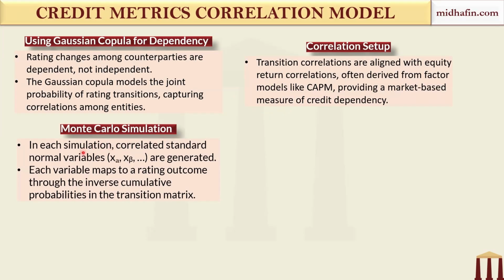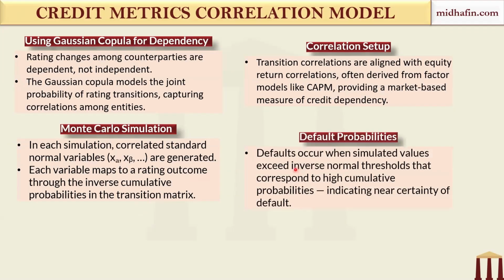So CreditMetrics employs a Monte Carlo simulation process. In each trial, we generate a set of correlated standard normal variables, say XA, XB, or X alpha, X beta like this, which represent the underlying credit factors for each company. And each of these variables is then mapped to a specific rating outcome through the inverse cumulative probabilities from the transition matrix. So this step converts the statistical draws into credit rating transitions.